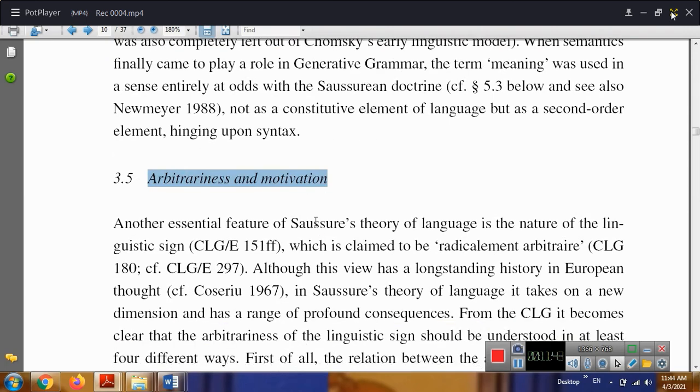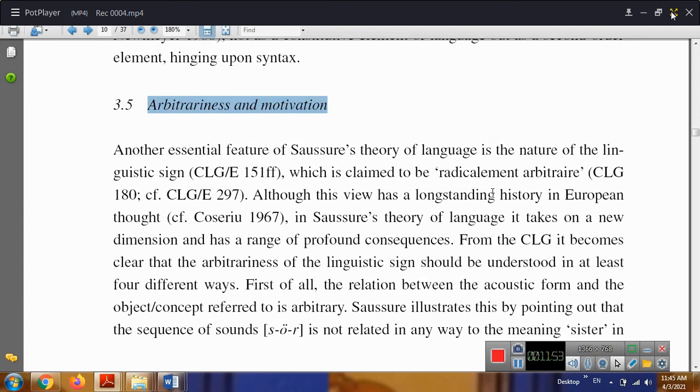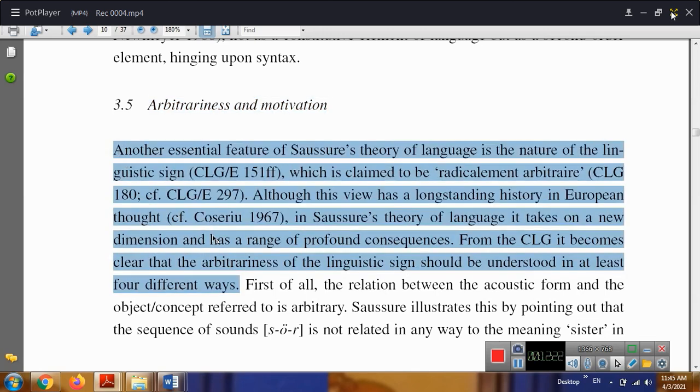And another concept of Saussure was arbitrariness and motivation. Another essential feature of Saussurean theory of language is the nature of the linguistic sign, which is claimed to be radically arbitrary. Although this view has a long-standing history in European thought, in Saussure's theory of language it takes on a new dimension and has a range of profound consequences. From the CLG, it becomes clear that the arbitrariness of the linguistic sign should be understood in at least 4 different ways.